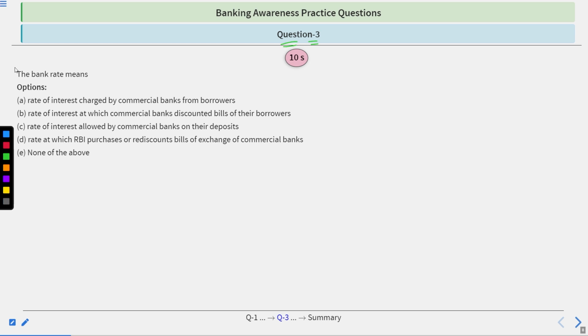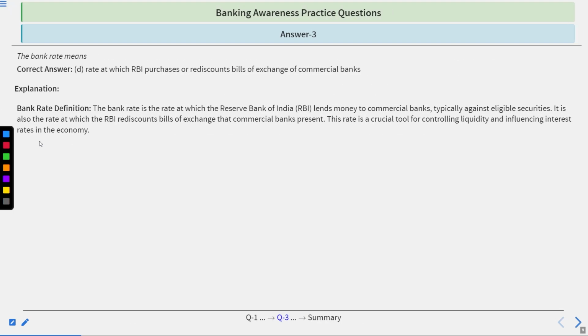Question number 3. What do we mean by the bank rates? Rate of interest charged by commercial banks from borrowers; rate of interest at which commercial banks discount bills of their borrowers; rate of interest allowed by commercial banks on their deposits; rate at which RBI purchases or rediscounts bills of exchange of commercial banks; none of the above. Again, 10 seconds you will have. Time starts now. Time's up. Correct answer is D.